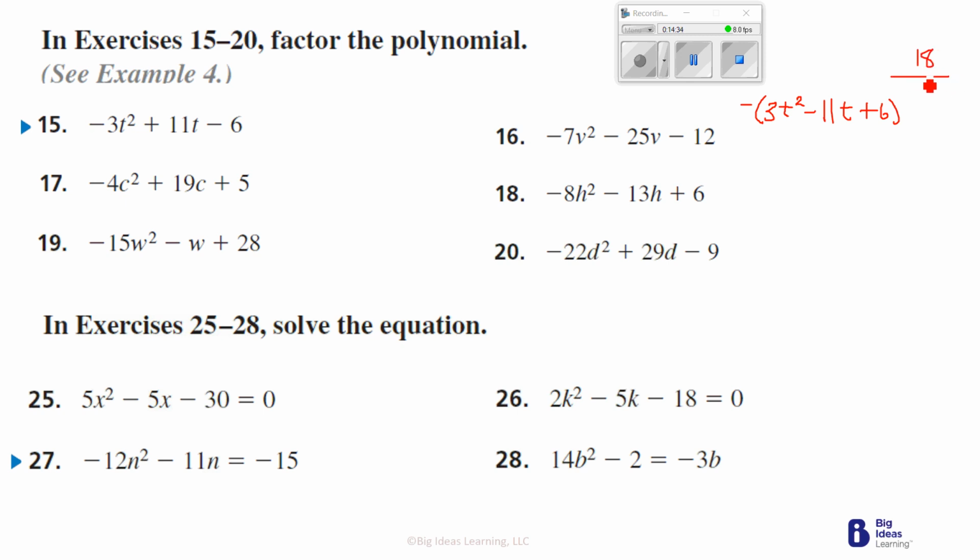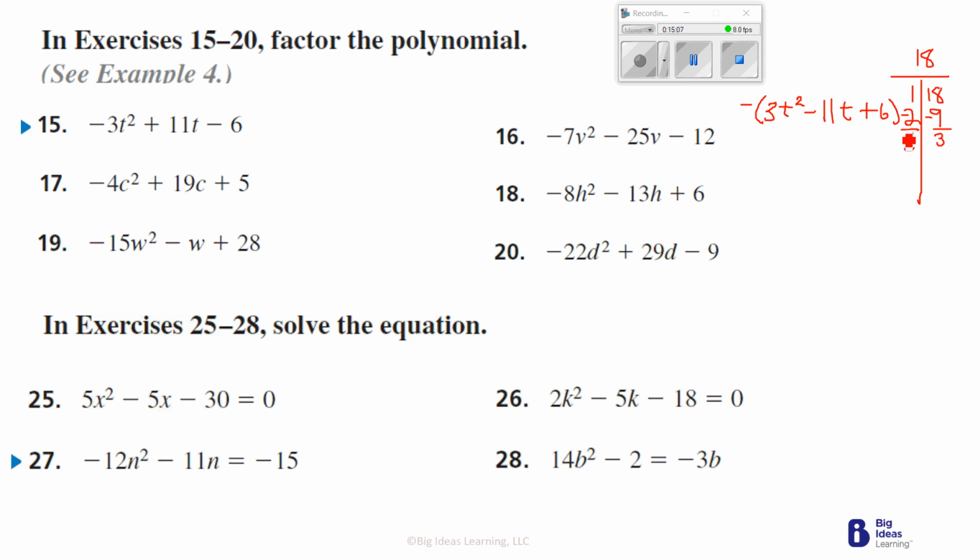So I'm looking for numbers that are going to give me 18. Well, I know 1 times 18 will give me 18, but let's face it, I'm not going to get 11 from that. I could say 2 times 9 will give me 18, right? And that's true. A negative 2 times a negative 9 will give me a positive 18, and negative 9 plus negative 2 gives me negative 11. So those are my numbers right there. Now I'm going to divide everything by the 3 that's in front here.